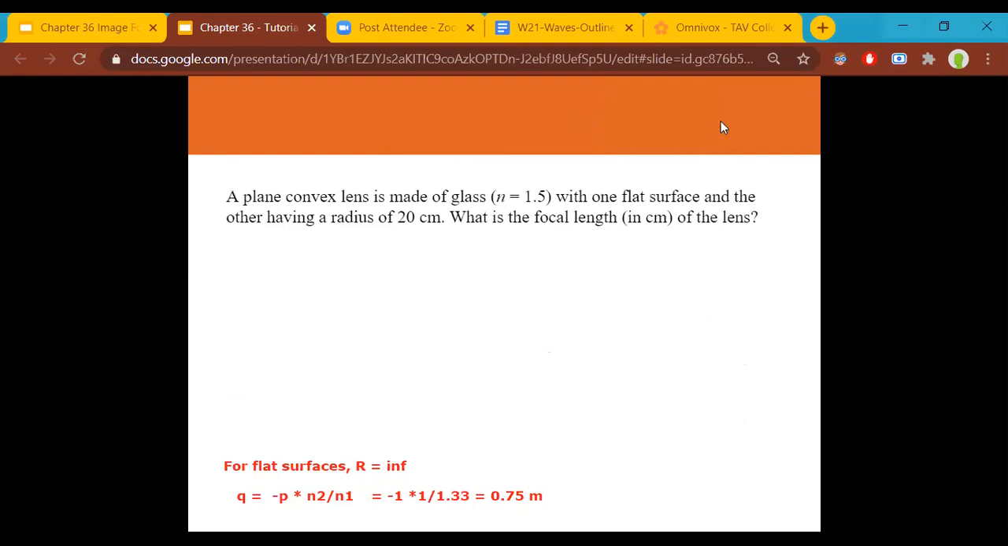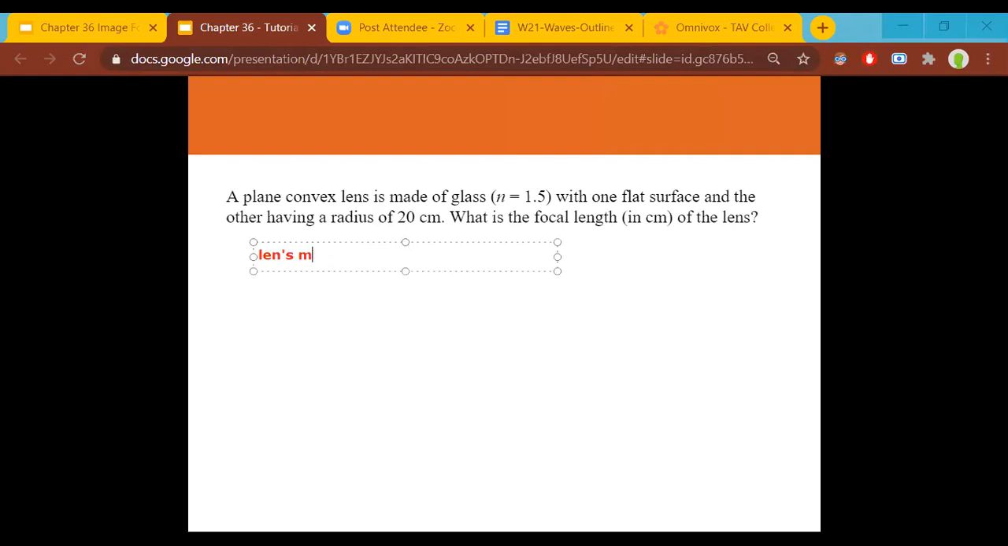Anyway, in this question, you're told the index of a plane convex lens. You're told one surface is flat and the other has a radius. What's the focal length of the lens? For this, you can always use the lens maker equation, which again tells you what the focal length is in terms of the properties of the glass. So I'm just writing it out here, 1/R1 minus 1/R2.